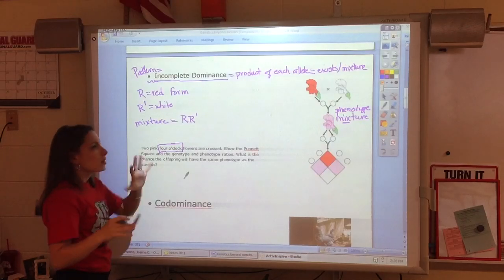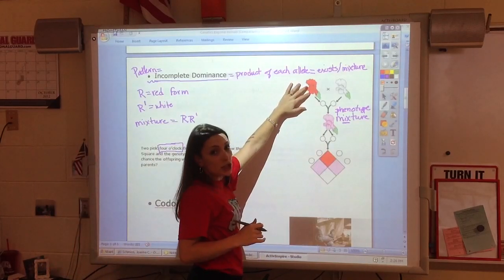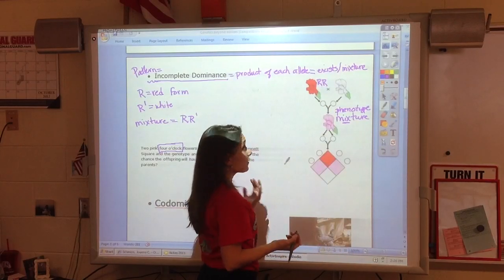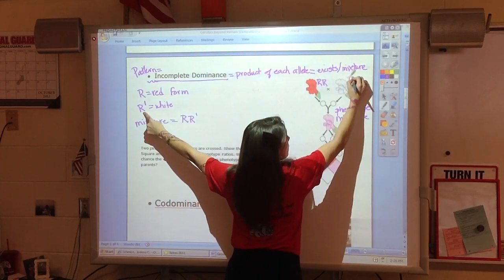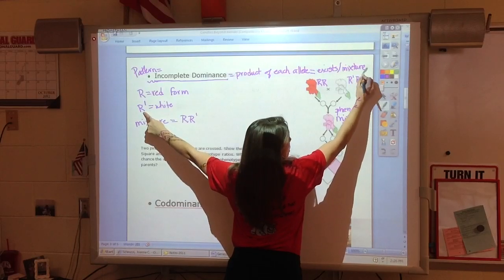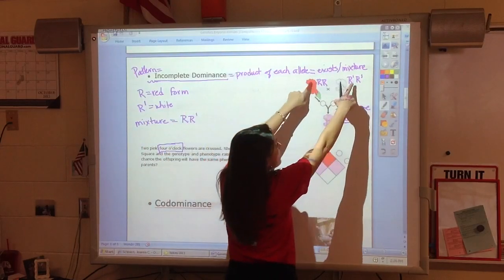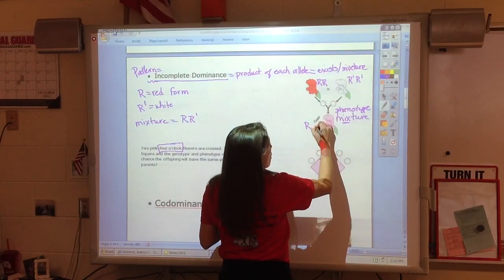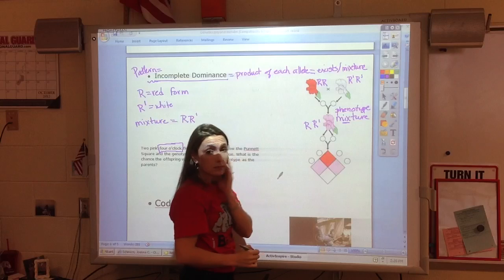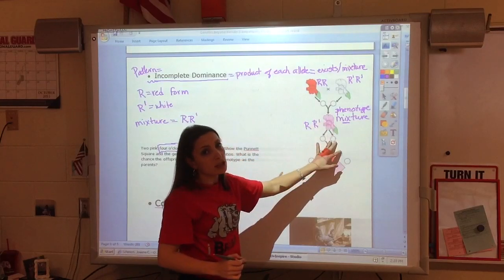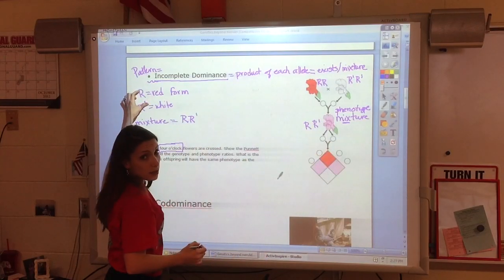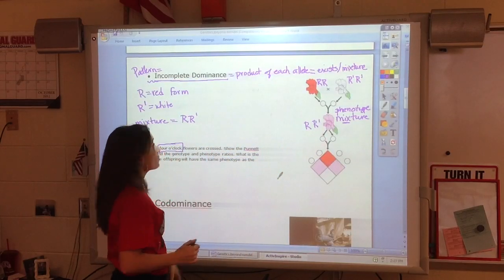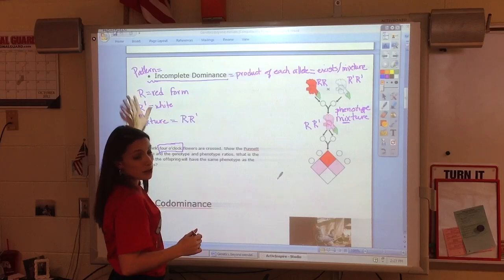So a red flower would be R, R. A white flower would have two white alleles, R prime, R prime. And when these have offspring, they each get a big R from one parent and an R prime from the other parent. And that's where I get the mixture. There is no allele for pink. Pink exists because red and white are mixing. So this is why it is really important to assign your alleles.